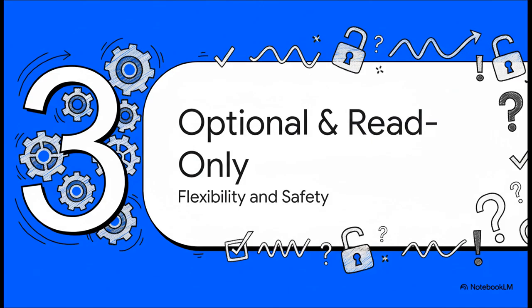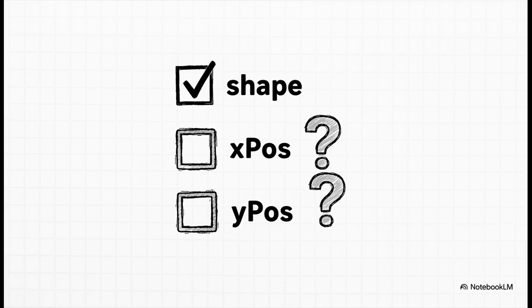Okay, let's get real for a second. The objects we deal with in the real world aren't always so perfectly rigid. Sometimes a property might be there, sometimes it might not, and other times you really, really don't want a property to be changed after it's set. Well, TypeScript has us covered with special modifiers for exactly these kinds of situations. It all comes down to that little question mark.